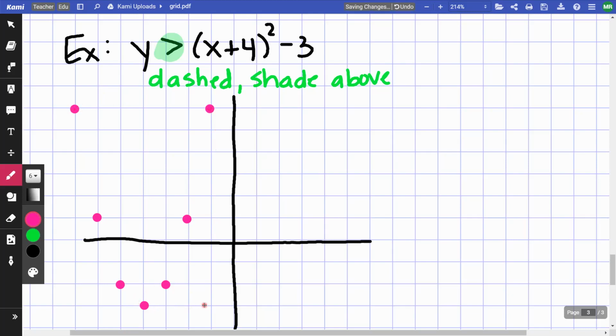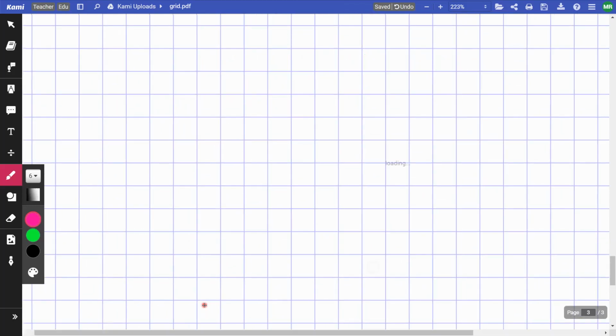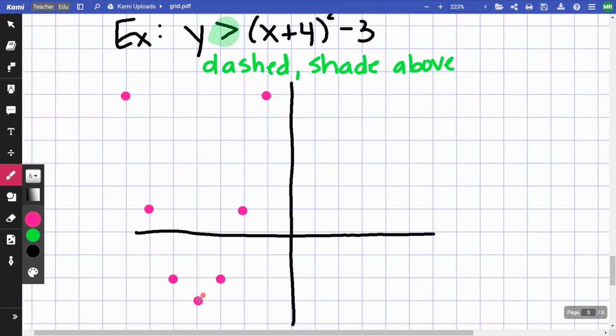So again, I started at -4, -3. 1 squared is 1. 2 squared is 1, 2, 3, 4. 3 squared is 9. And then I'm going to draw this, and I'm going to draw this as a dashed line or dashed curve, because the values on my parabola would make it equal. I don't want y's equal, I want y's higher.